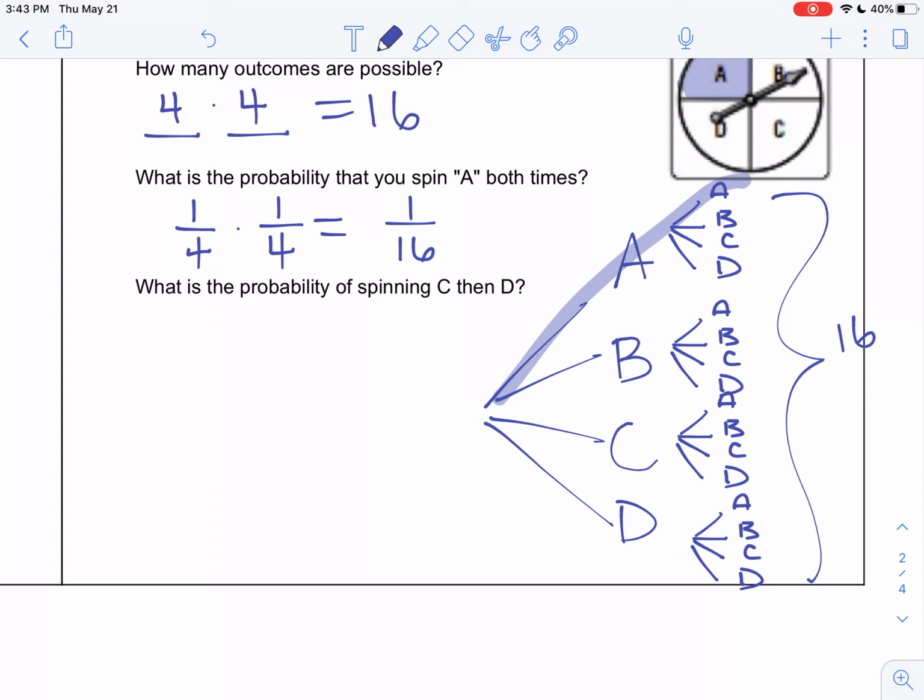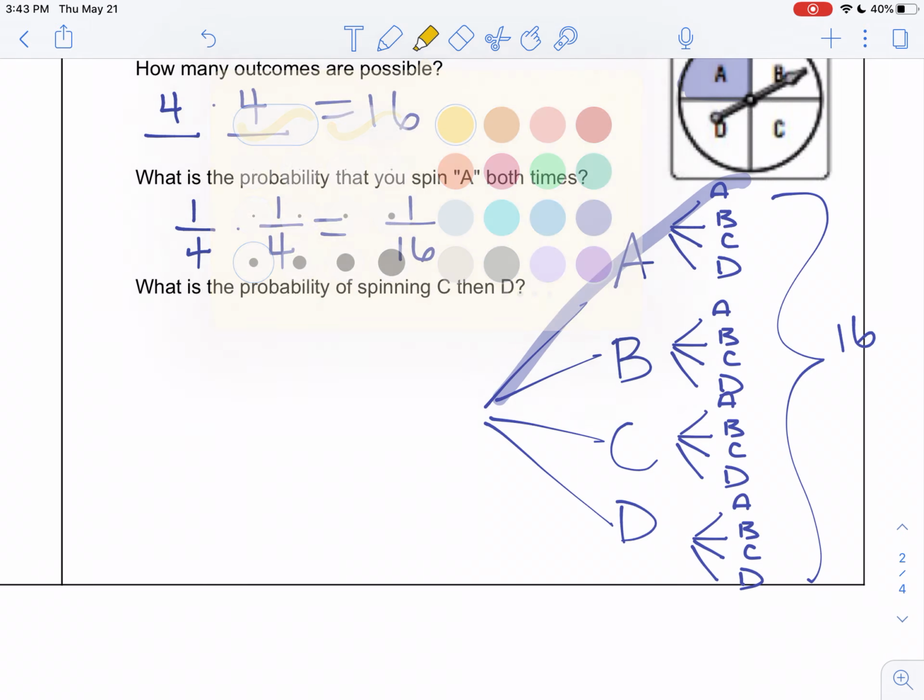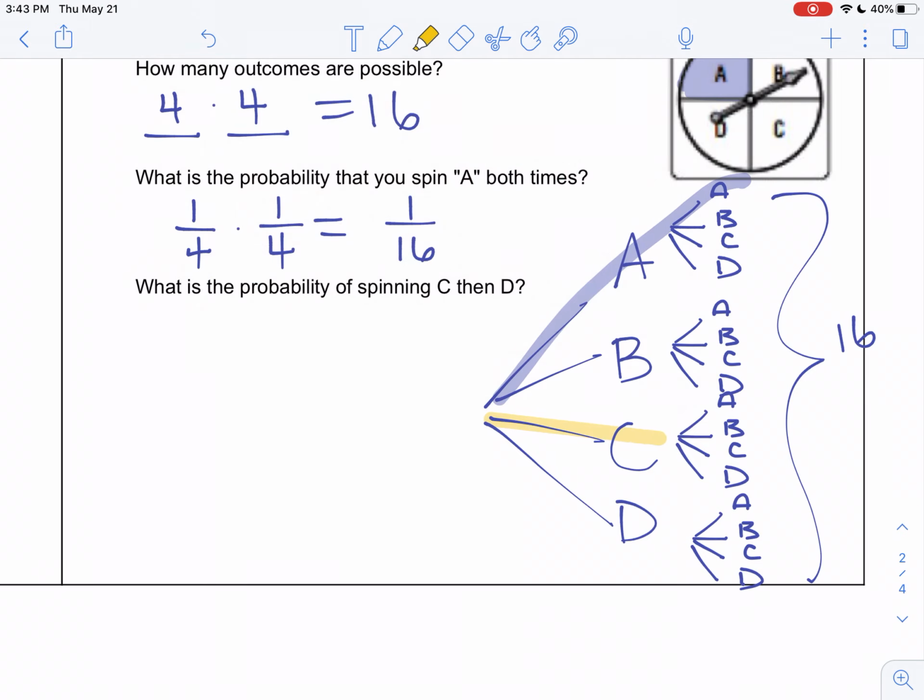Okay, now taking a look, if we want the probability of spinning a C and then a D, here's C, the only way to spin a C and then a D is like this, so we have 1 out of 16 again.